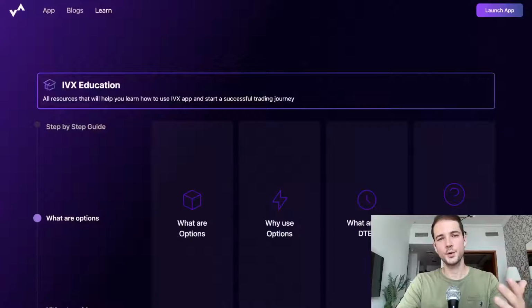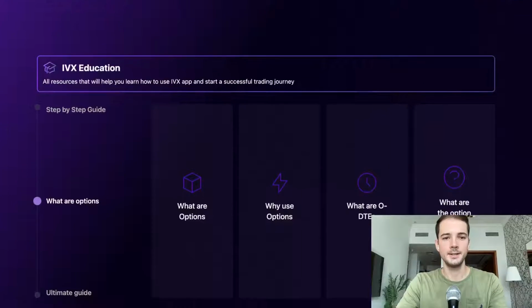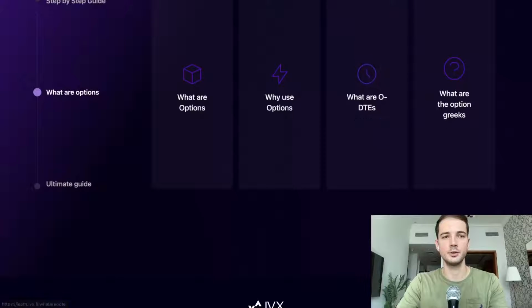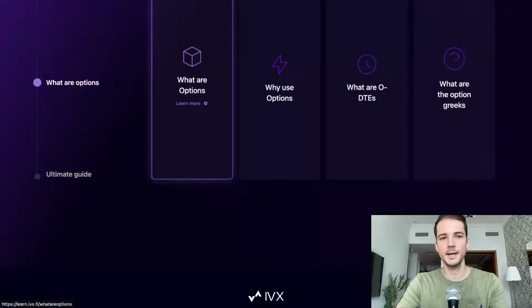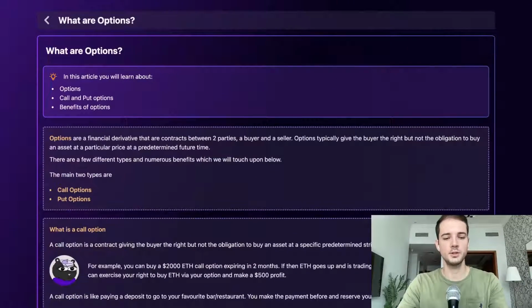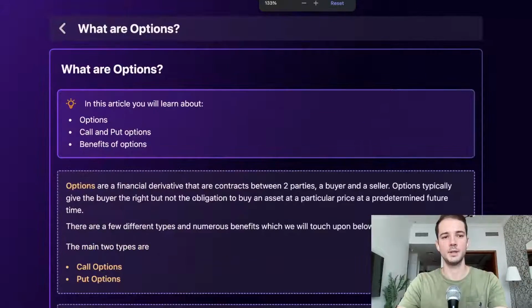So let's quickly understand what options are before we try out their testnet. For that, you can just go to learn.ivx.fi, and here you will find the documentation all around options. Let's quickly click on "What are options" to read and understand that a little bit better.